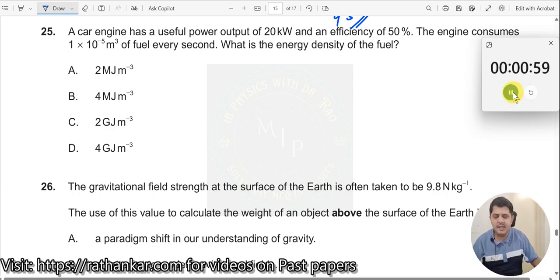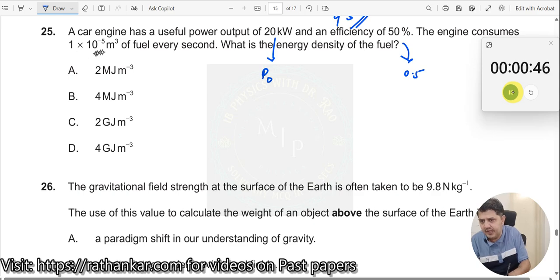Question number 25. A car engine has a useful power output of 20 kilowatt. So this power is given, P0, with an efficiency of 50%, 0.5. The engine consumes 1 into 10 power minus 5 meter cube of fuel every second, which means volume per time, volume per second, is given.